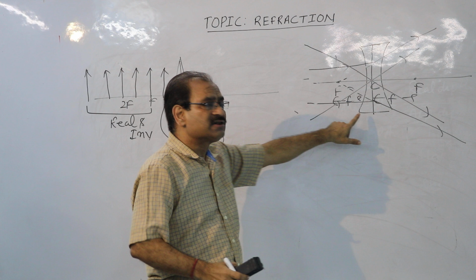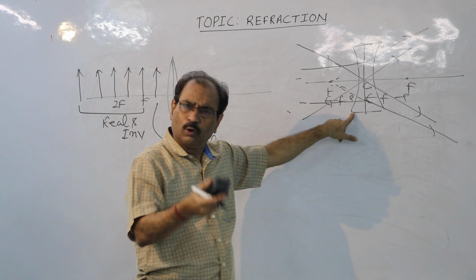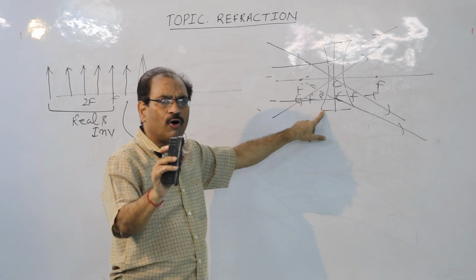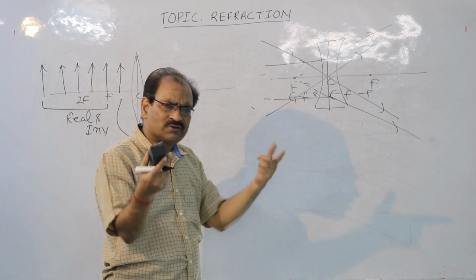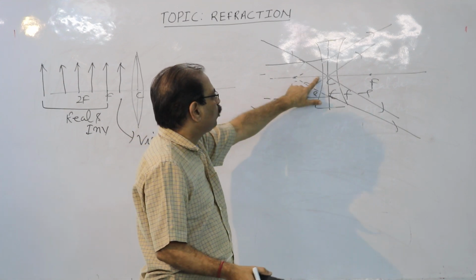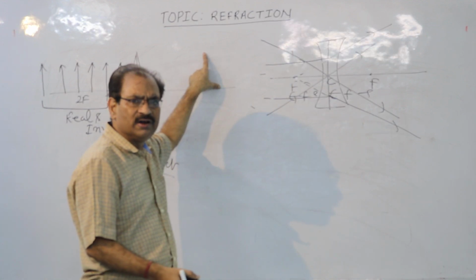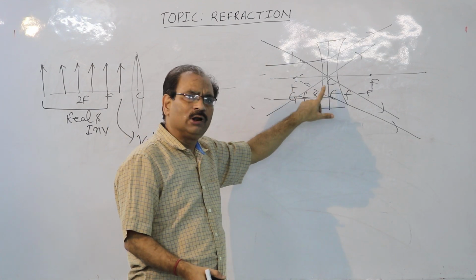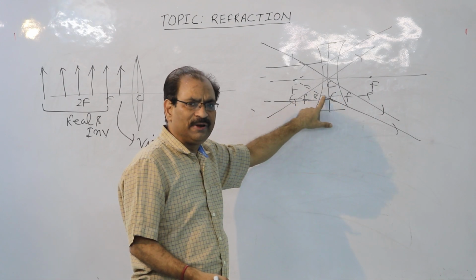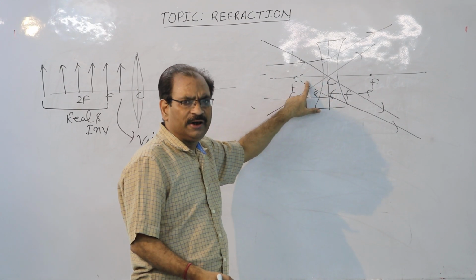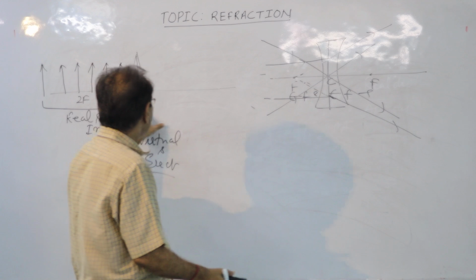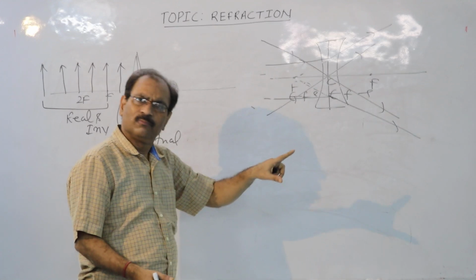Children, as far as the concave lens is concerned, you know very well, it only forms a virtual image. We have just 2 possibilities: either you keep the object at a finite distance or you keep the object at infinite distance. So this lens always makes a virtual and erect image. These are the different image formations.